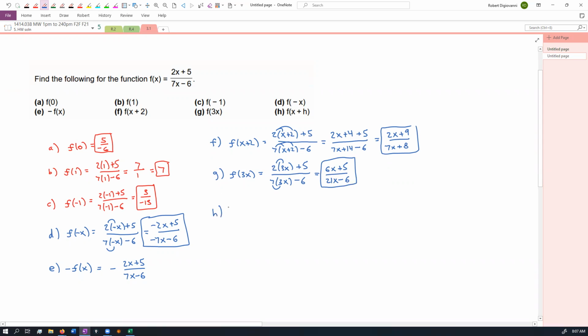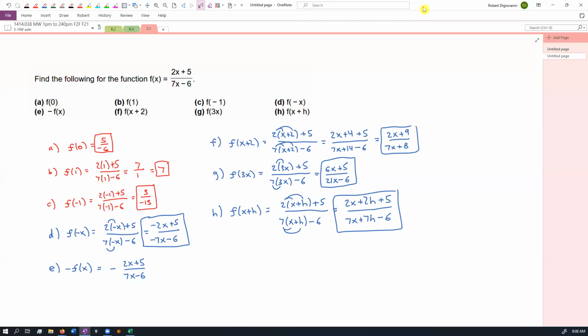Okay, last one. If we do x plus h plugged in, we get 2 times the x plus h plus 5, and then over the 7 times x plus h minus 6, distribute. So we get 2x plus 2h plus 5, and then over, distribute the 7, 7x plus 7h minus 6. There we go. All right, let me go check these.